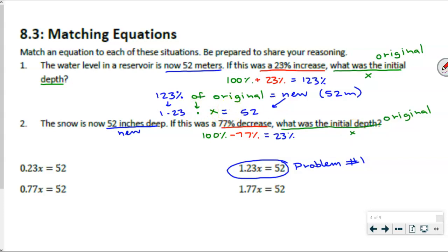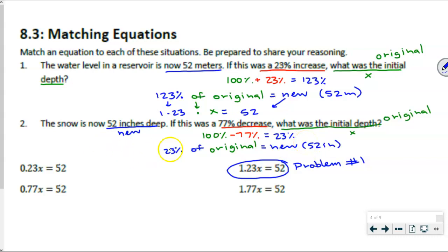Whatever I do, I like to write out this equation. It really helps me out, right? So 100% minus 77% is 23%. So that means 23% of the original. When I do 23% of the original, that is going to give me the new amount. What is that new amount? 52 inches.